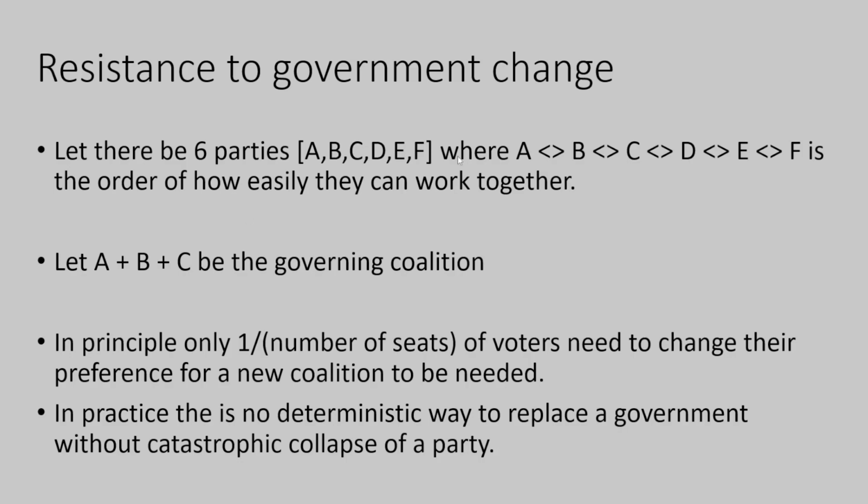So in a case where we have six parties, in this order A, B, C, D, E, F, ordered by how easily they work together. A works better with B than C, then D, then E, and F. So A and F basically don't work together at all. C and D work fine. B and C work fine. B and D work okay. That kind of thing.